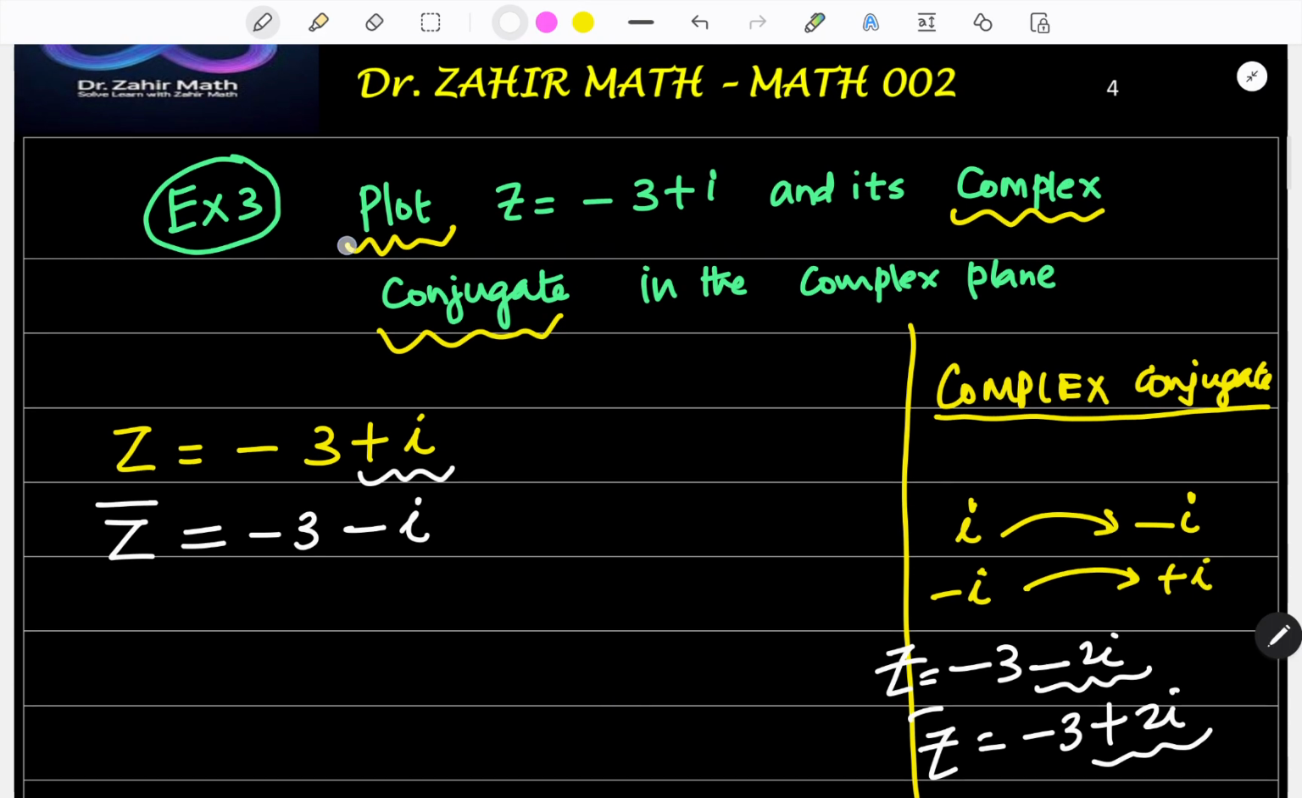Now what is the question? Plot the complex number and plot the conjugate, right? So this can be written as an ordered pair. Ordered pair means bracket, minus 3 comma 1.